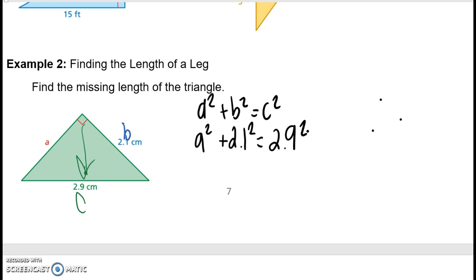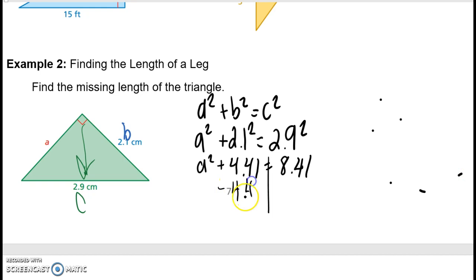Next step, I'm going to square 2.1, and I get 4.41. 2.9 squared is 8.41. And now I am going to solve an equation like I normally do. The opposite of addition is subtraction. Those cancel out.